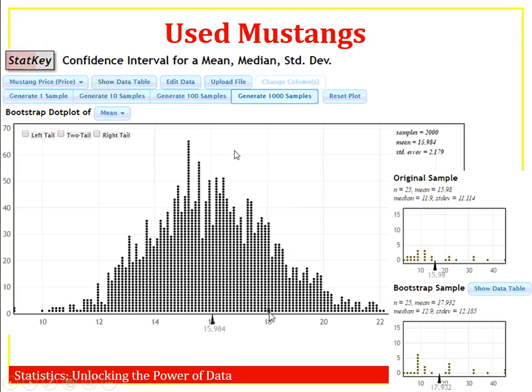Now, when we do that many, many times, we have our standard error right here. We have our original sample right here. And what we have down here is the bootstrap sample for where our mouse is pointing, this one right here.